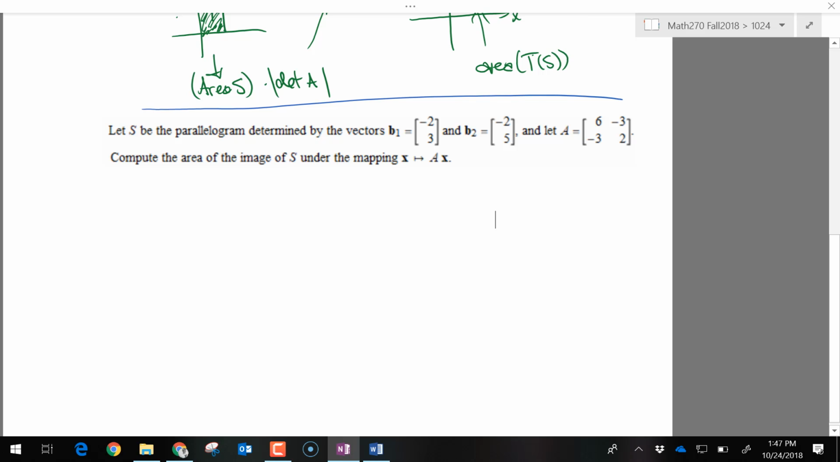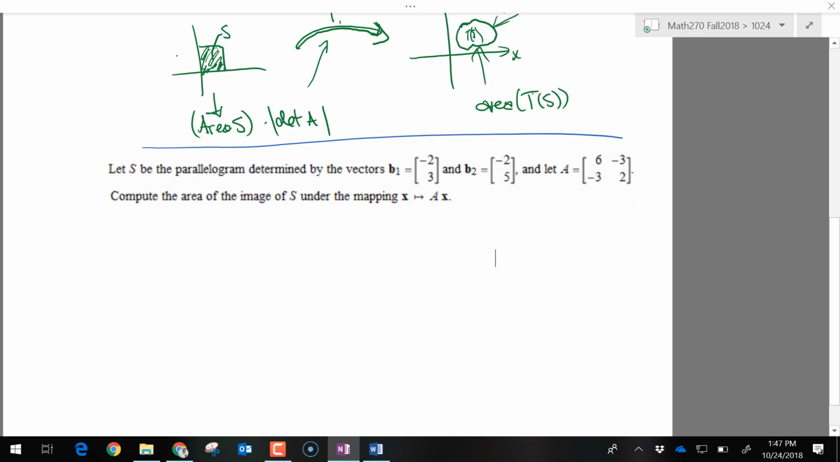All right. So let's use this information to find the determinant or to find the transformation. So S is a parallelogram determined by these two vectors. Compute the area of the image of S under the mapping of this. So they gave us the matrix already. Sometimes they might give you the transformation itself, in which case you would have to find the matrix.